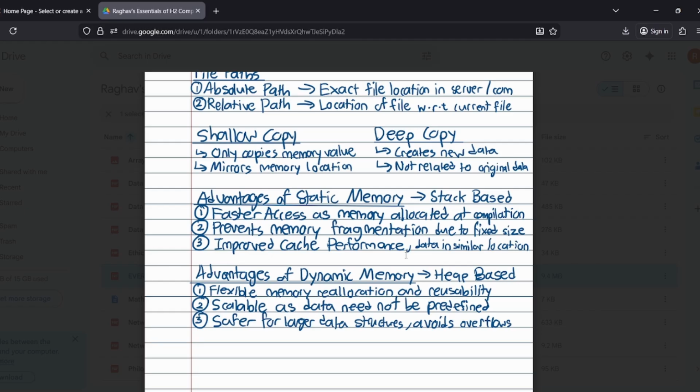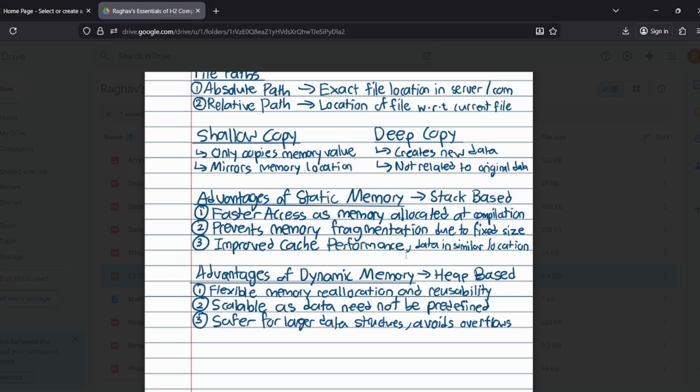It's flexible memory reallocation and reusability because you can just pick and choose wherever you want. Scalable as data need not be predefined, and it's safer for larger data structures as it avoids overflows entirely.